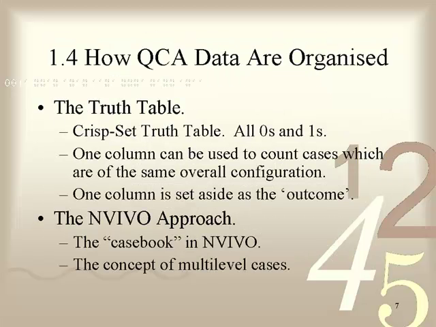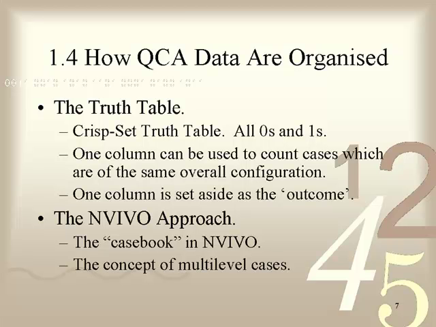The fourth assumption is really about how we organize the data for QCA. In a way, it's a very simple truth table that results from some data preparation. If it's a crisp set QCA, then this table is all zeros and ones. One column can be used to count the cases, which are of the same overall configuration. And I'll show you a table near the end.